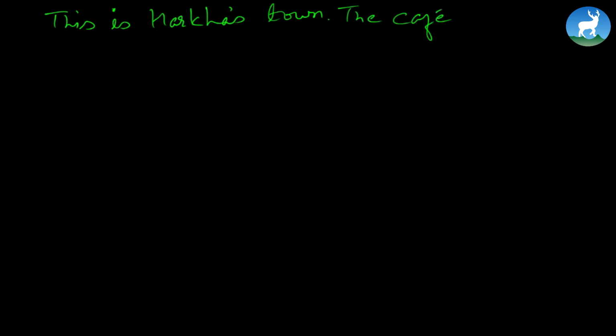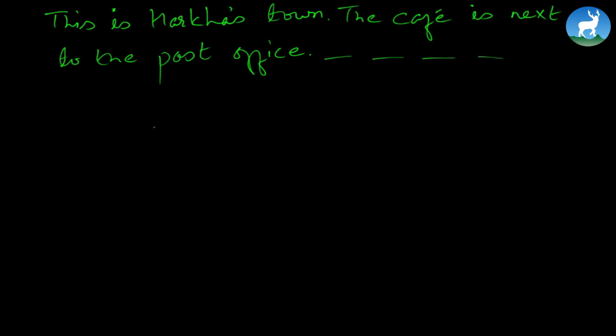Okay, it begins as, this is on the basis of the picture, right? We're adding a story to it. This is Harka's town. The cafe is next to the post office. So if you see, the cafe is next to the post office there, right in the picture. So this way you can do the rest. All right, so do this as your homework.